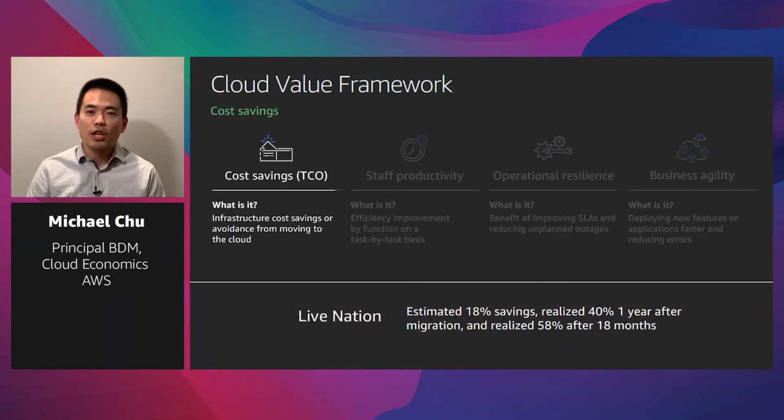What I'm going to do now is dive into each dimension of the cloud value framework. I'll explain what that area of value is, and walk through a bottom-up calculation as well as a top-down calculation in the process. I'm going to start with cost savings.